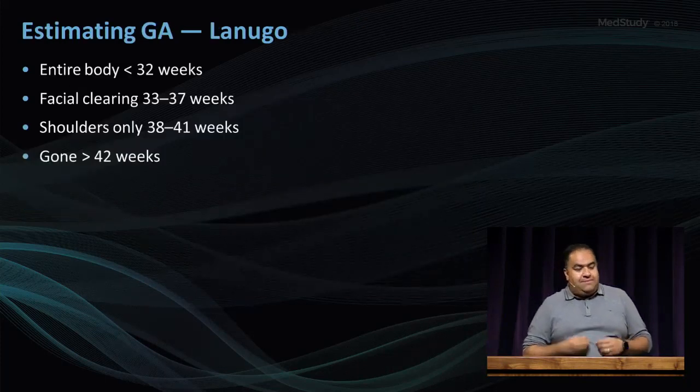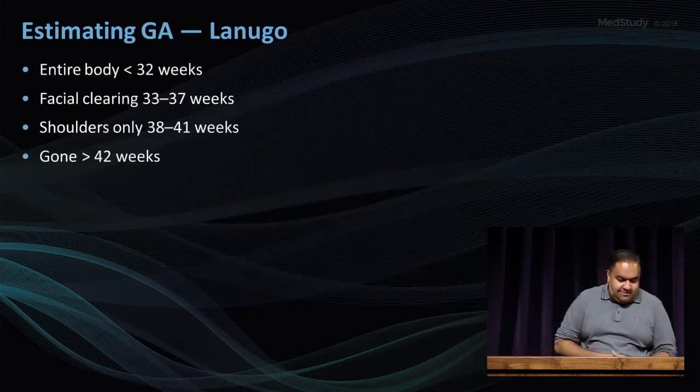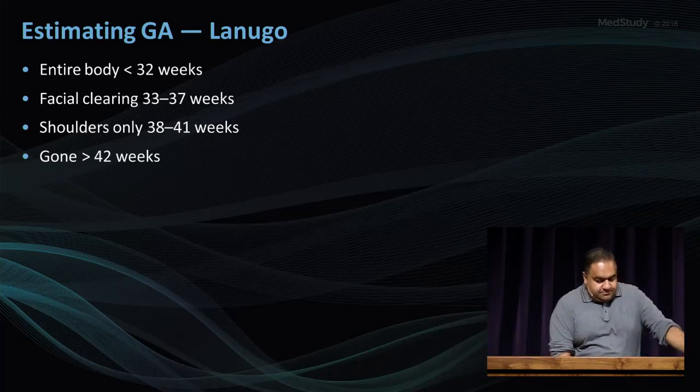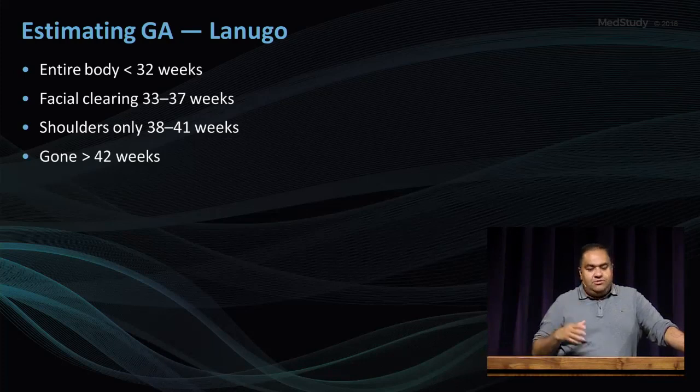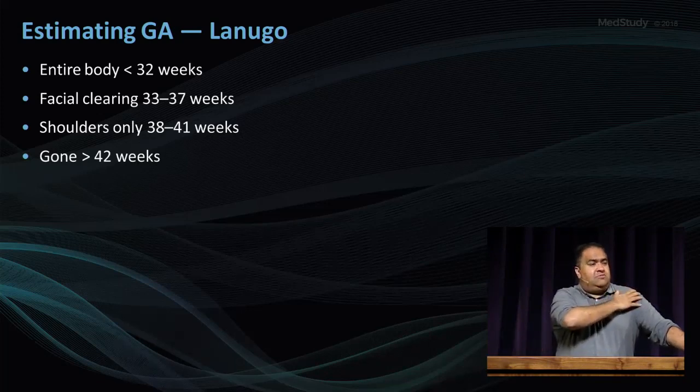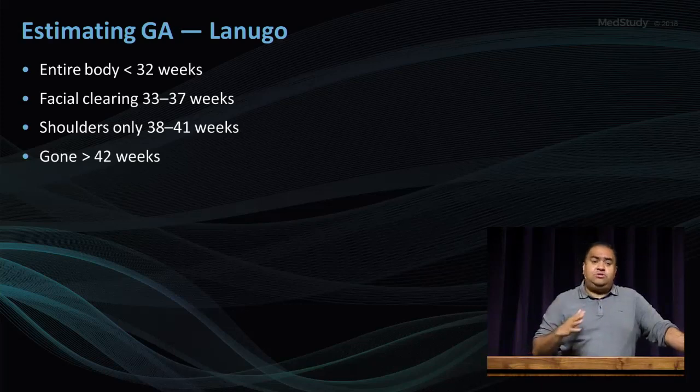So the lanugo is that hair that's over the entire body. Remember, the lanugo is covering the entire body at less than 32 weeks. By about 32 to 37 weeks, the face starts getting more cleared from that. And then by late term, 38 to 40 weeks, you start seeing less and less on the shoulders. And usually post-term, at 42 weeks on, is when that lanugo should be gone.